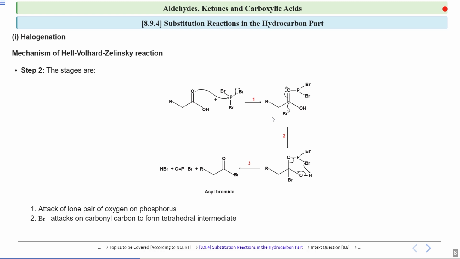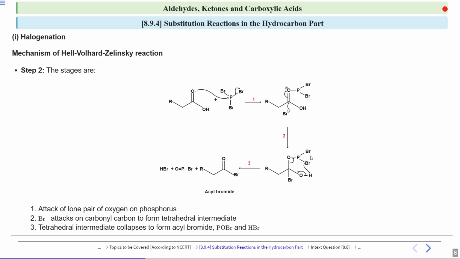Next, the bromine which has left, this bromide ion, attacks this carbonyl carbon and forms this tetrahedral intermediate, which is a temporary structure. If we look carefully at this tetrahedral intermediate, the carbon atom is bonded to 4 different groups. One is this Br, one is this OH group, one is this OPBr group, and one is this part. So in the second step, the bromide ion attacks this carbonyl carbon to form this tetrahedral intermediate.